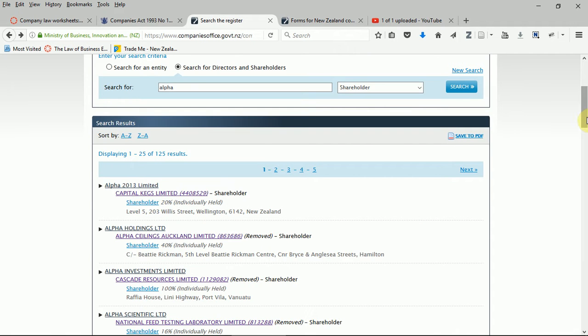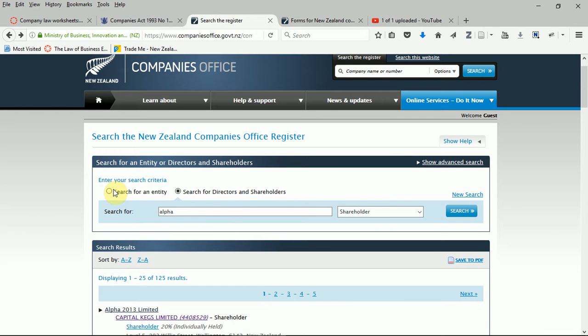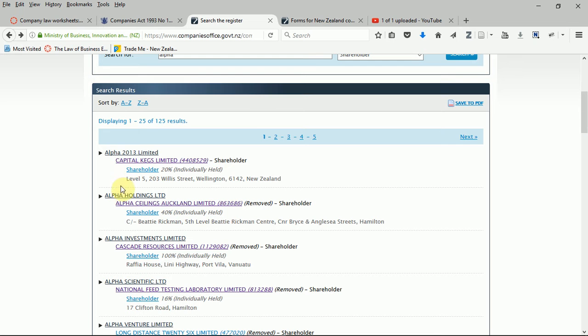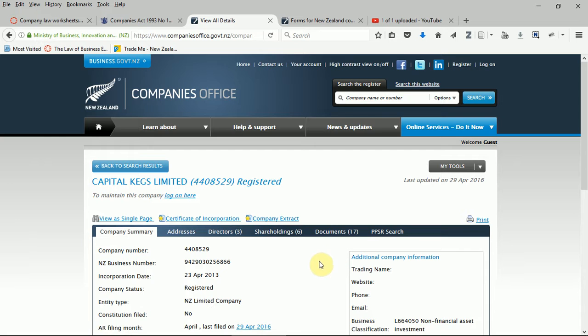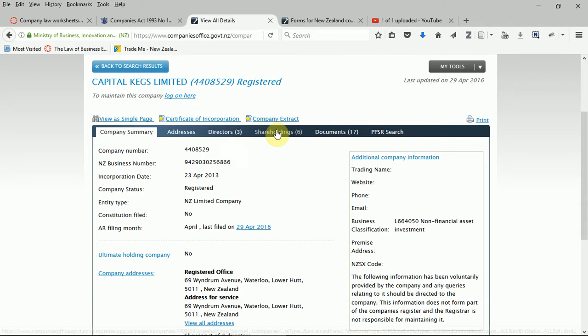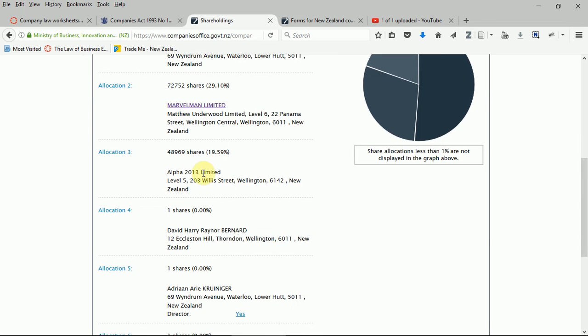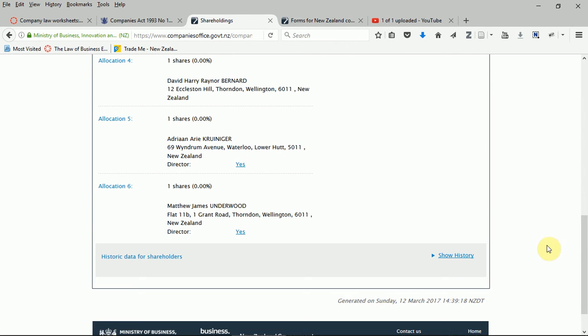Now, if we go to the register, some examples of this. I used alpha before to search for an entity. Here I've changed it to a shareholder and searched. And we come up with this list of various companies that start with alpha, so each one's different. And there we have Alpha 2013 Limited, and it's a 20% shareholder in Capital Kegs Limited. So we can follow this through, and what we'll find is Capital Kegs Limited has shareholding comprising 6 different people. So we have a family trust, we have a company, Alpha, the one we were talking about, and 3 natural persons.